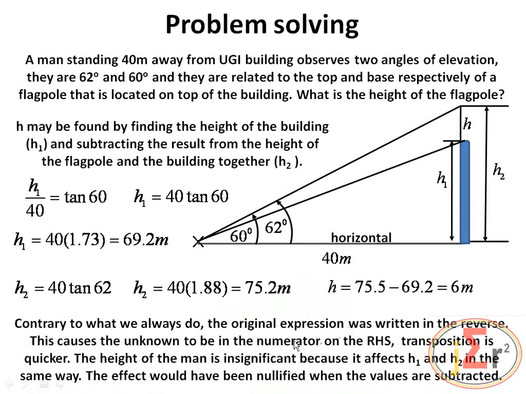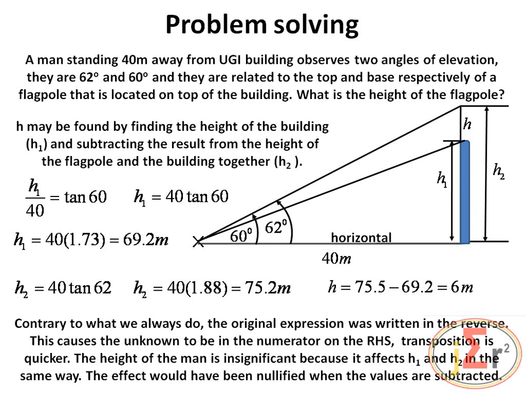Contrary to what we always do, the original expression was written in reverse. This causes the unknown to be in the numerator on the right-hand side. Transposition is quicker. The height of the man is insignificant because it affects h1 and h2 in the same way. If the height of the man was included, when you subtract the values of h1 and h2, since the height of the man would have affected both of them in the same way, the height of the man would have been cancelled in the subtraction.